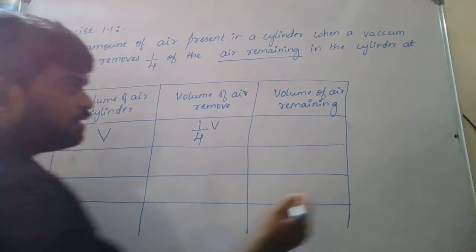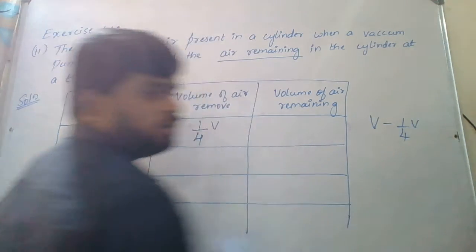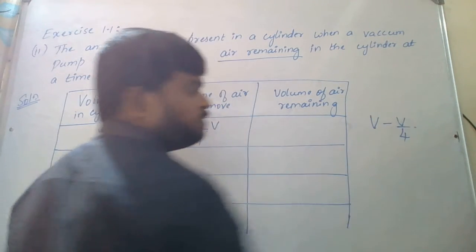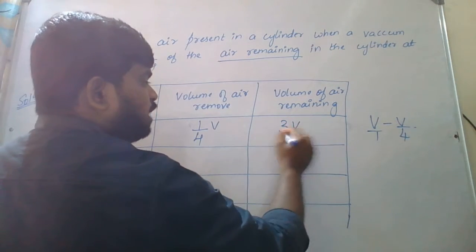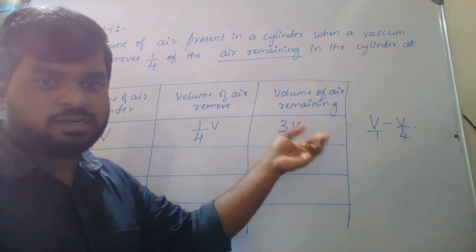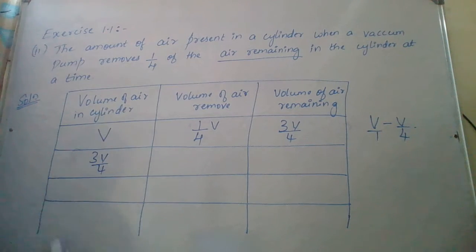Now what will be the remaining? We have to just subtract it. So V minus 1/4 V. Simply 1/4 V can be written as V by 4 itself. So if you take LCM and solve it, you will be getting 3V by 4. This is the volume of air remaining in the cylinder. That is nothing but 3V by 4. That is the air in the cylinder now.